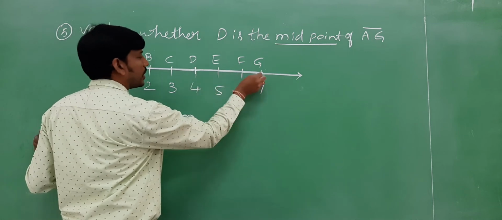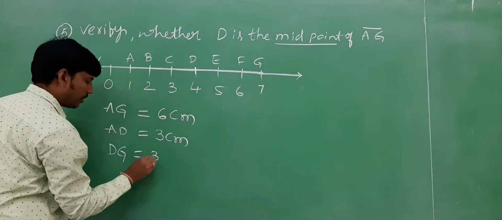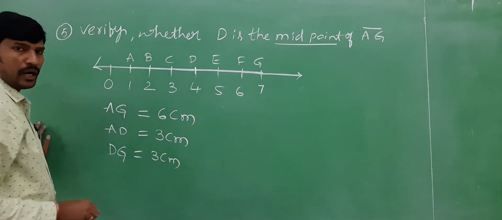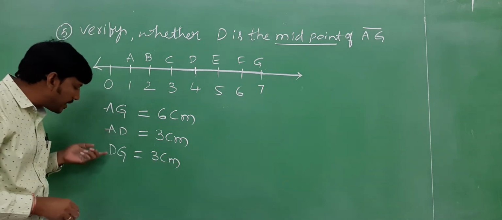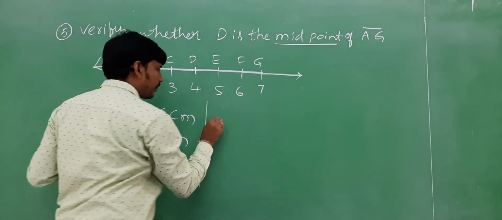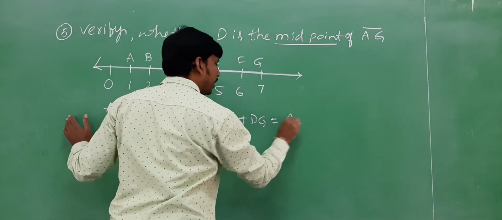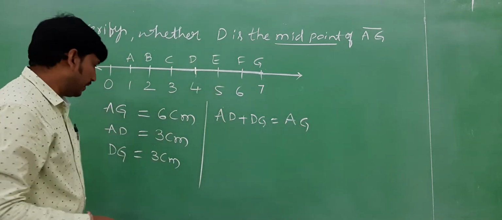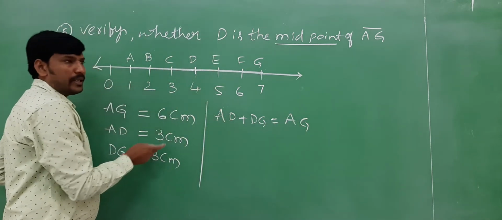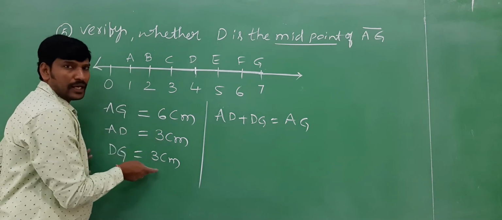From D to G here, 1, 2, 3 centimeters. Yes, it is also 3 centimeters. Now, by adding AD and DG, you will get AG or not? Yes, here AD plus DG is equal to AG. And each is 3 centimeters only. Both are equal here.